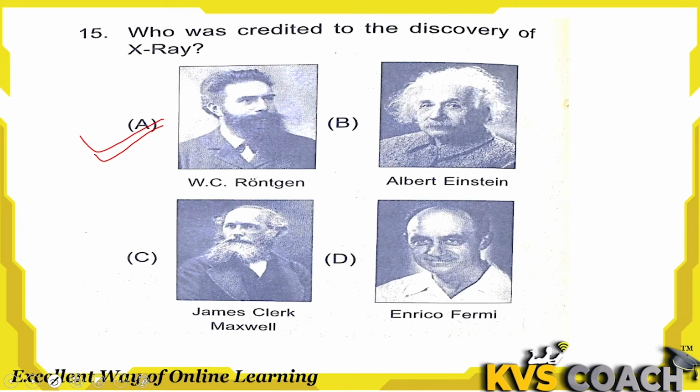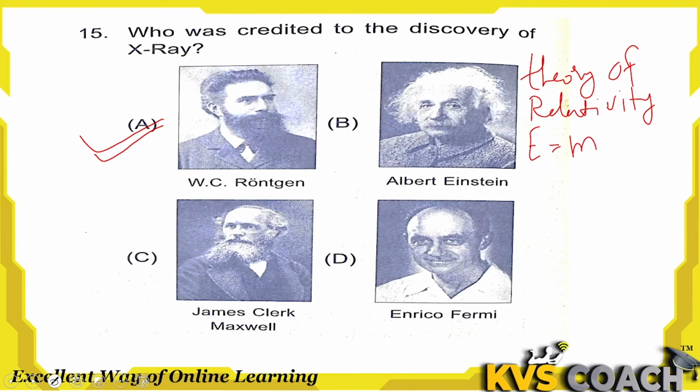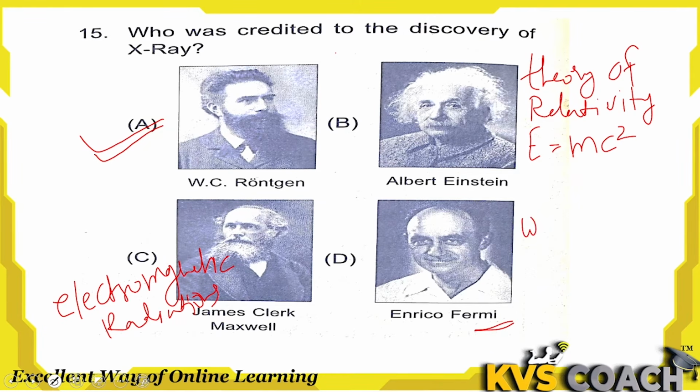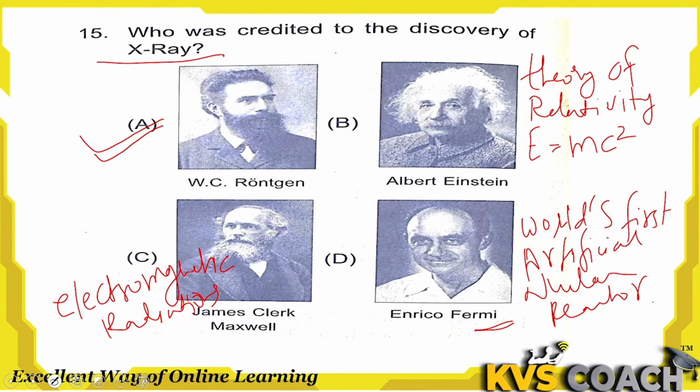Albert Einstein, he gave the theory of relativity, and the most famous equation given by Einstein is E equals mc squared. Option C, James Clerk Maxwell, is the person who studied electromagnetic radiations. And the fourth one is Enrico Fermi. Actually, he is the creator of the world's first artificial nuclear reactor. But the right answer for the X-ray is W.C. Röntgen.